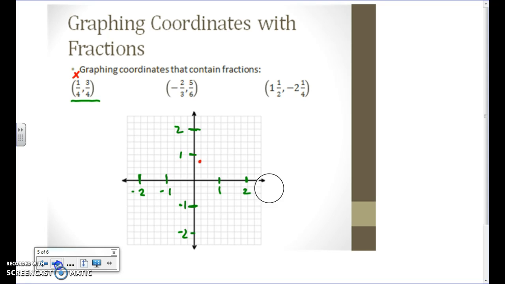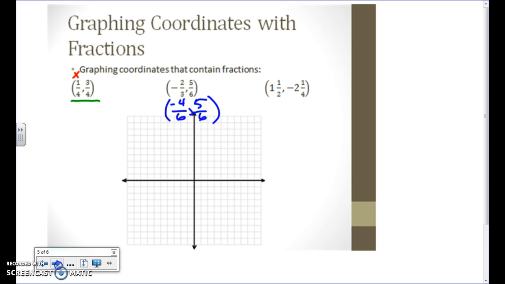The second one here has two fractional parts. One is in thirds and one is in sixths. Now it's going to be much easier if I think about this as -4/6 and 5/6, because now they have the same fractional part. I would use my understanding of equivalent fractions to make them have the same denominator, so I knew how much to divide each part up into. So now that it's -4/6 and 5/6, I'm going to divide these into sixths.